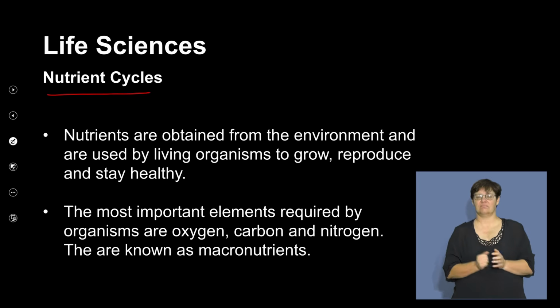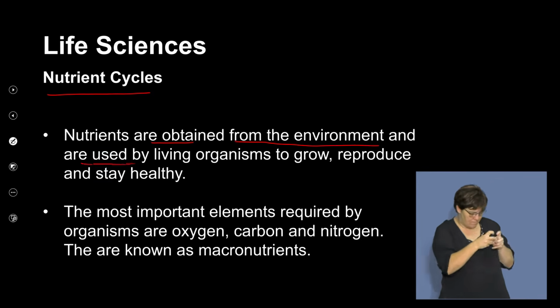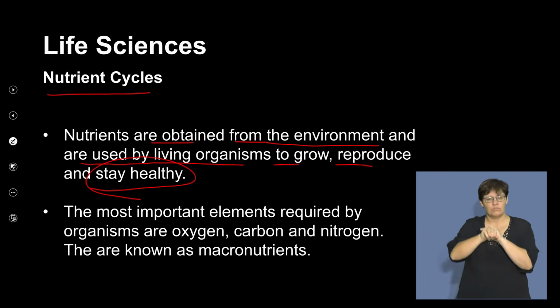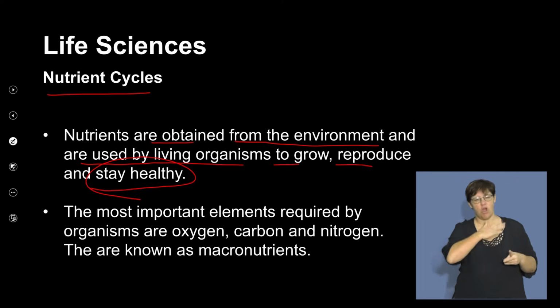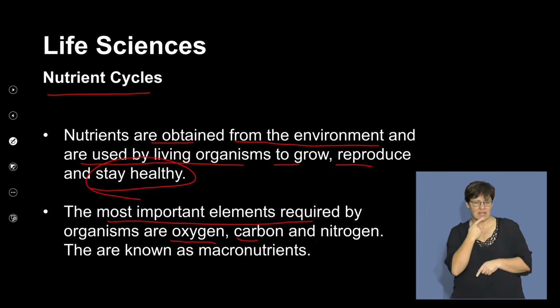So let's look at the nutrient cycle. Again, the concept that nutrients are obtained from the environment is important because these are used by living organisms to grow, reproduce, and stay healthy. Again, we need these nutrients. Carbon, oxygen, nitrogen are crucial. So the most important of these, as I mentioned, are oxygen, carbon, and nitrogen.